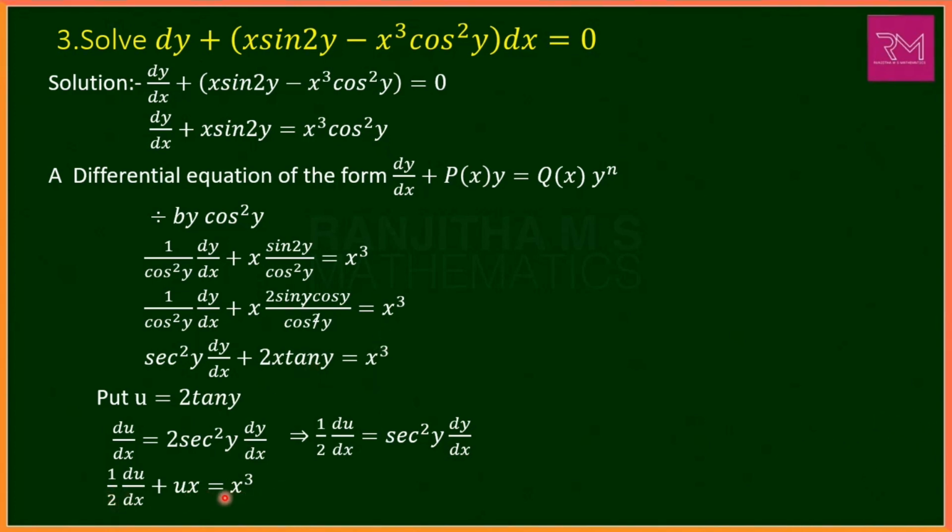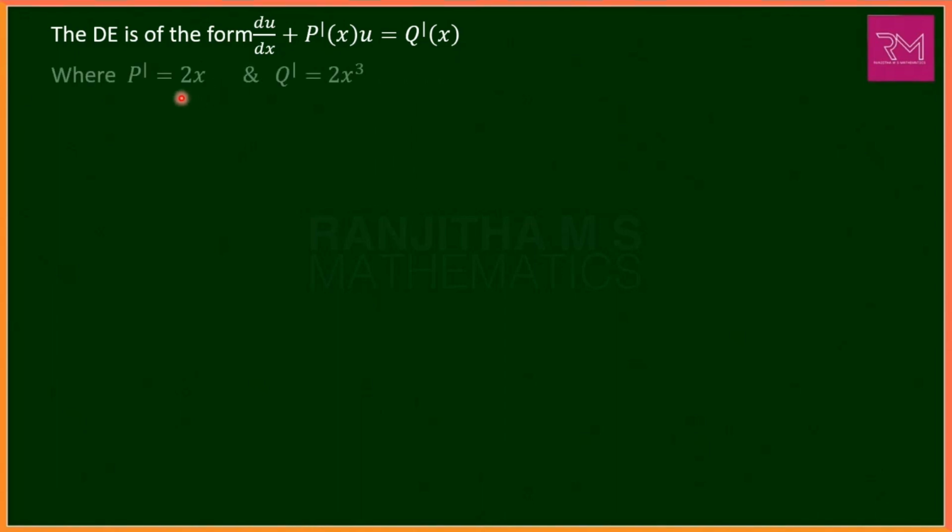If we take this 2 to the right hand side, that is taking LCM as 2 and simplify, we get du by dx plus 2ux, which is equal to 2x cube. Now the equation reduced to a linear differential equation form, that is du by dx plus p dash of x into u, which is equal to q dash of x, where p dash of x is 2x, q dash of x is 2x cube.